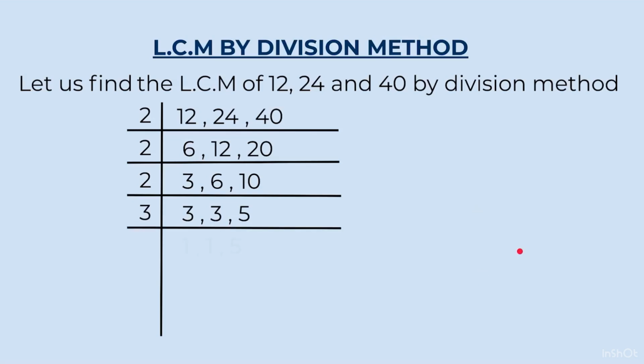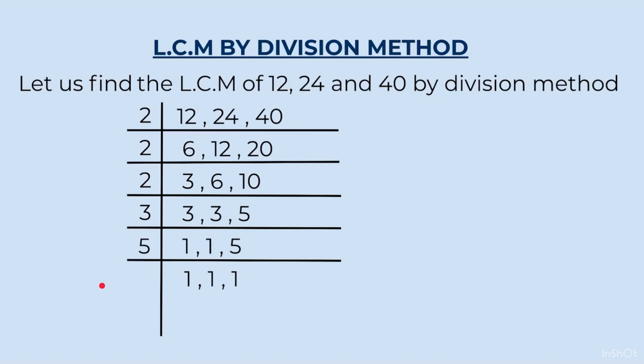3 and 3 will become 1. And since 5 is not divisible by 3, we write 5 as it is. Then we check with the next prime number, 5. 5 is divisible by 5. We write 5 and divide. Now we get 1, 1, 1. At the stage where you get all ones at the bottom, you will stop.